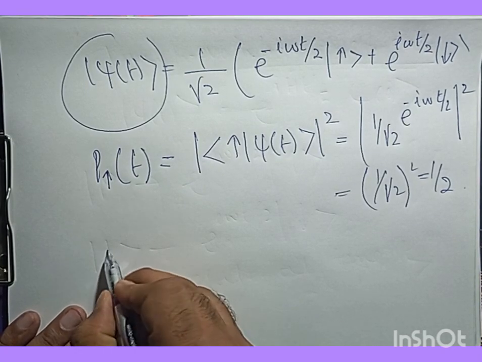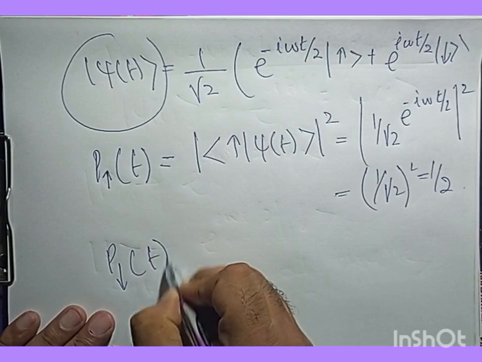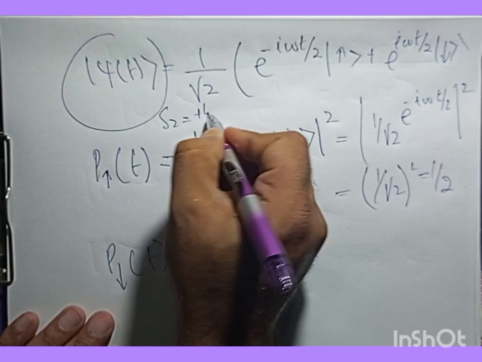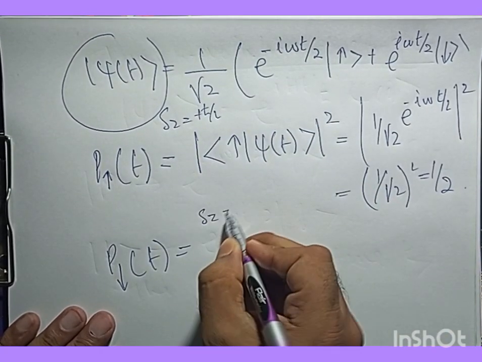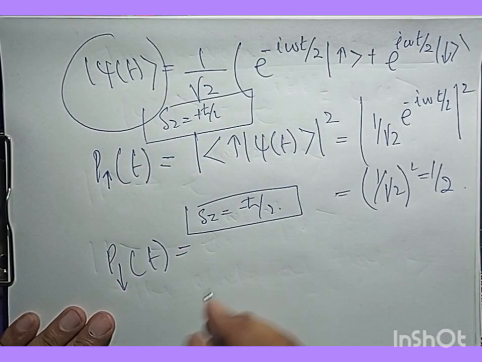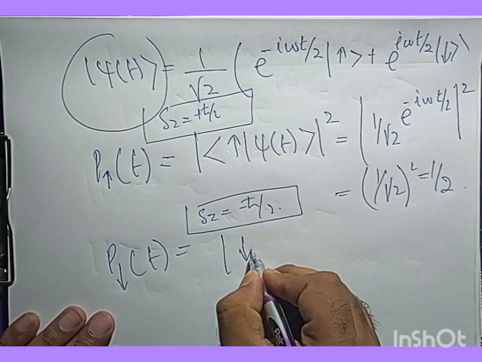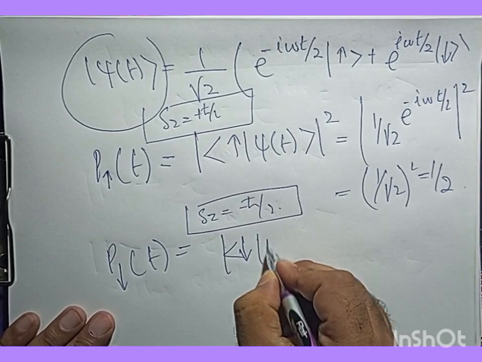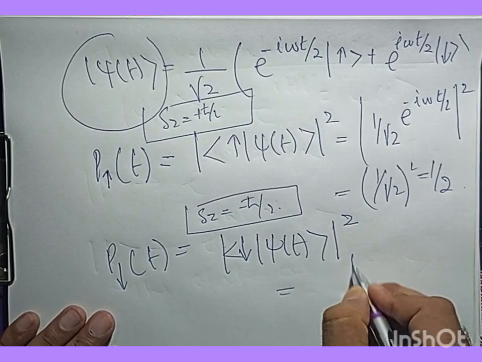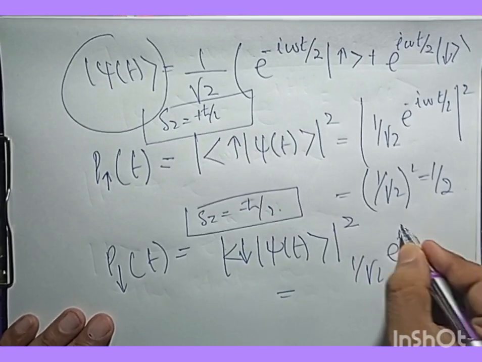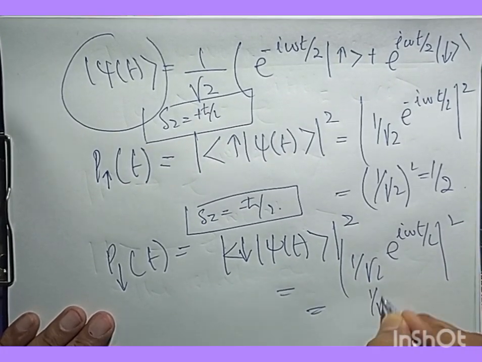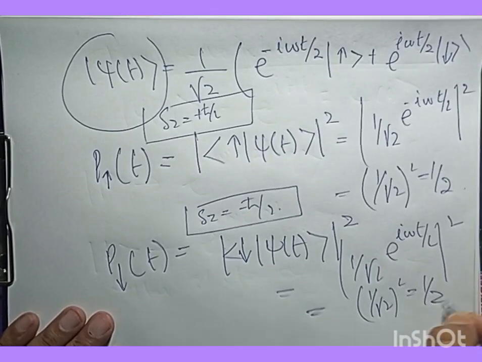And the probability of spin down, where Sz is minus h bar by 2, right? So what will that be? That will be the spin down state acting on the state psi of t, mod whole square. That's going to be 1 by root 2 e to the power of i omega t by 2, mod whole square. As expected, we again get 1 by root 2 whole square, which is equal to 1 by 2.